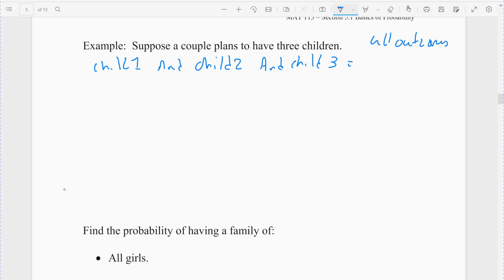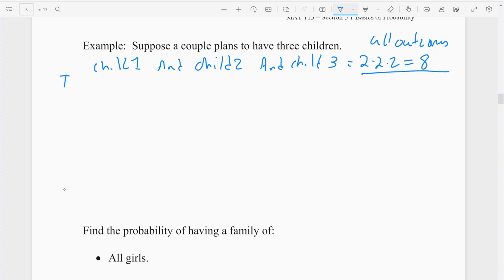Well, there are 2 possibilities in each of these. There's 2 for the first child, 2 for the second, 2 for the third, so it'd be 2 times 2 times 2, and so there are 8 total outcomes. I have 2 chances for the first child, boy or girl, boy or girl for the second, boy or girl for the third.